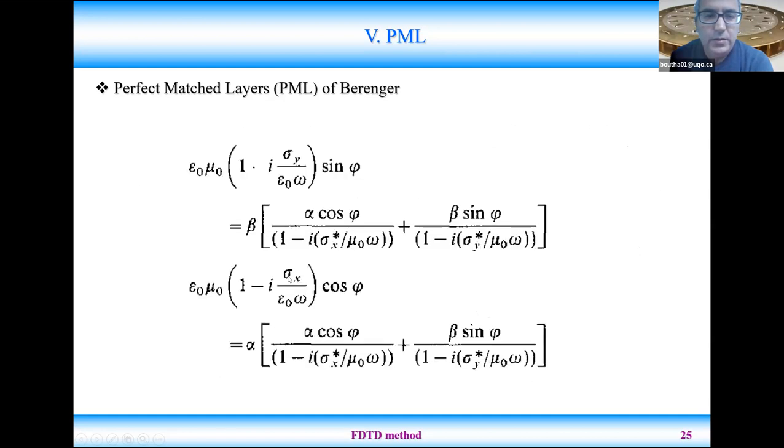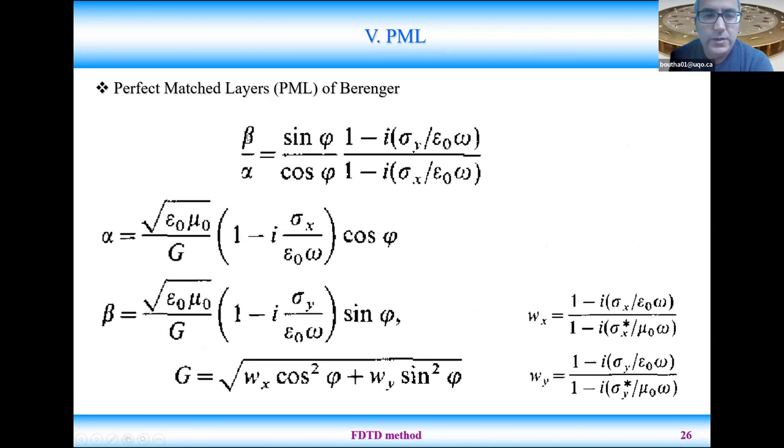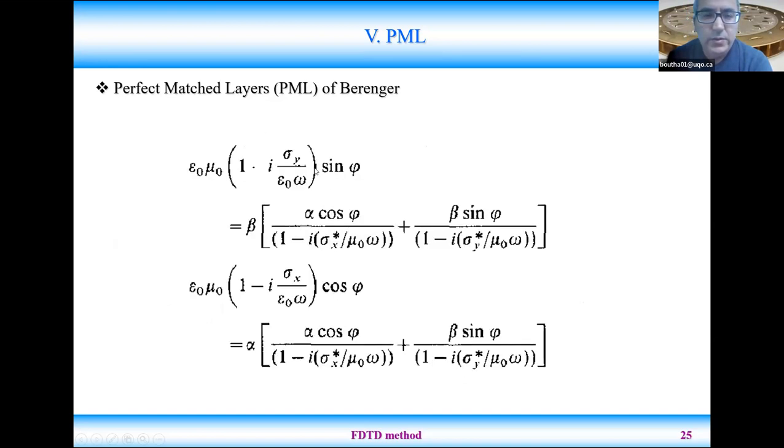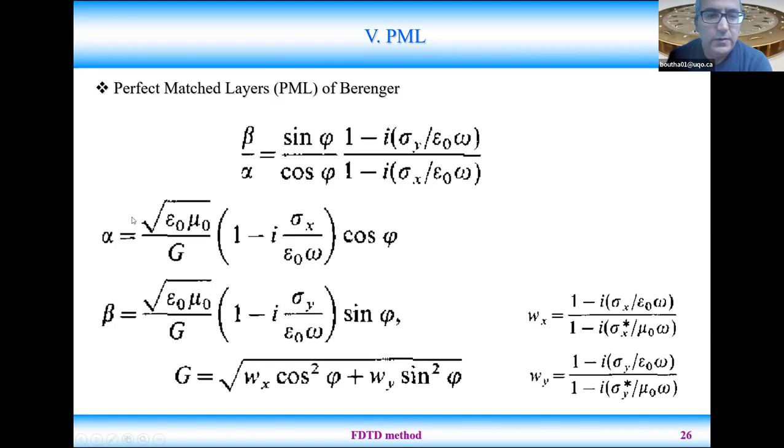And then we can do this over this. And this gives us a relation of beta over alpha. And the equation becomes sinus phi over cosinus phi, 1 minus I sigma y over epsilon naught omega, and here I sigma x over epsilon naught omega. And if we use this equation and we replace, we can also resolve alpha.